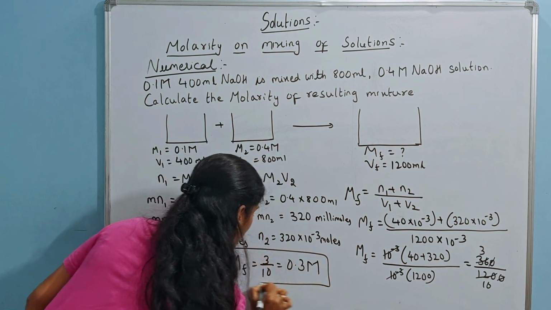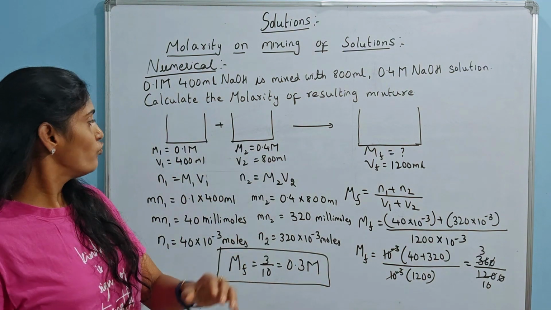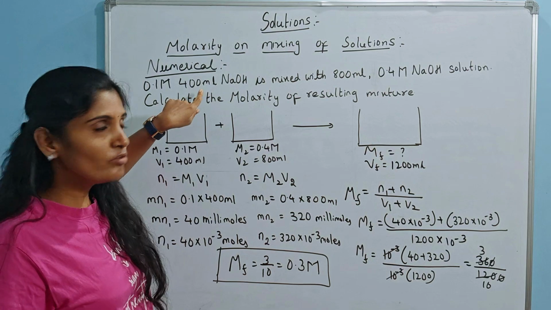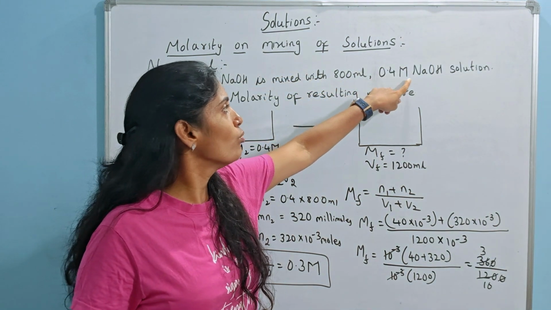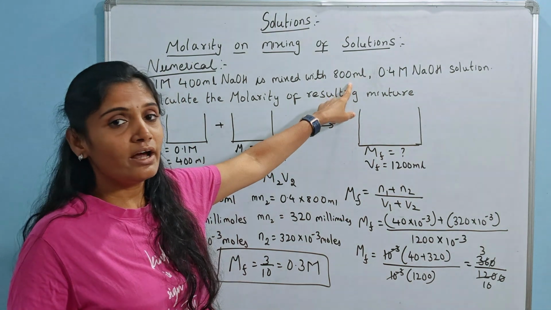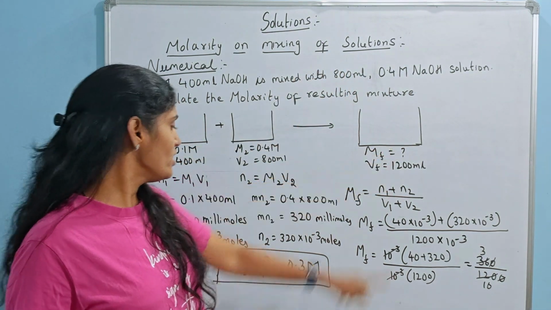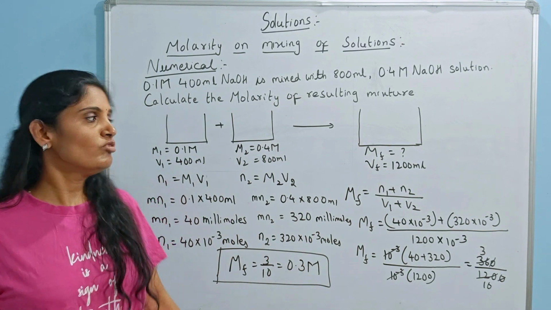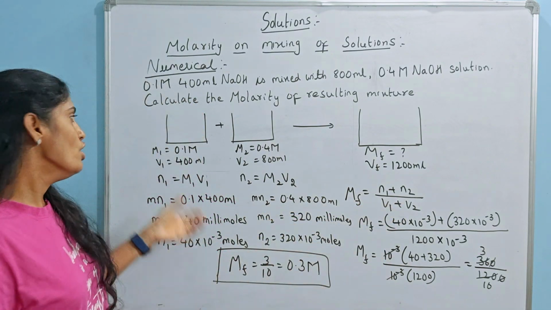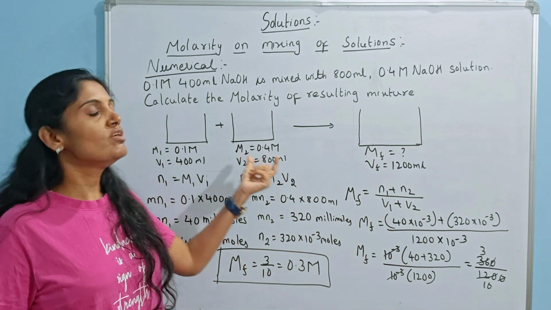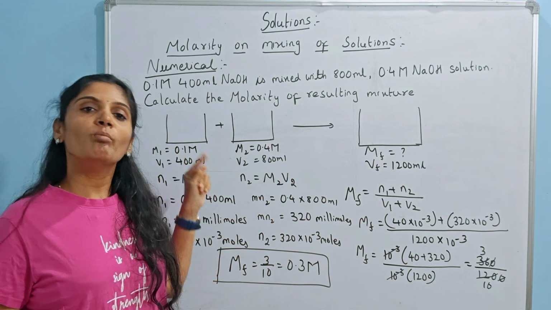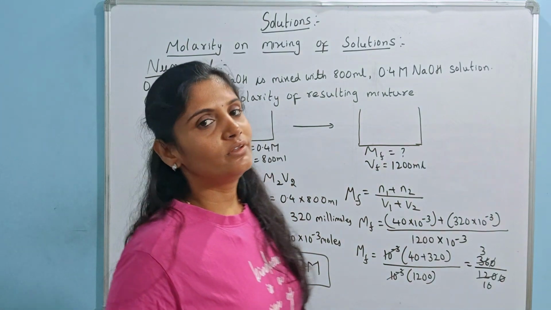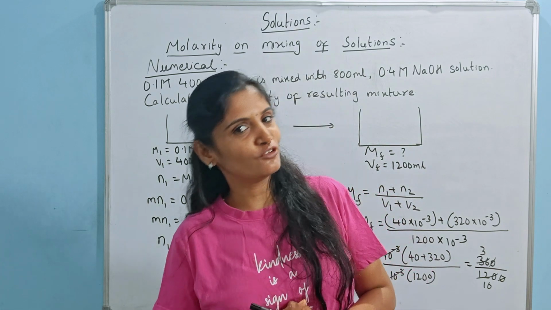So your final molarity of the resultant solution, which is formed by mixing 0.1 molar NaOH solution whose volume is 400 ml with 0.4 molar NaOH solution whose volume is 800 ml. What is the final molarity of the resultant solution? My final molarity is 0.3 molar. Most of the times the number of moles will not be directly given in the question, so you need to get the number of moles of the individual solutions by multiplying the respective molarity and volume. This is how we do the numericals for the topic molarity on mixing of solutions.